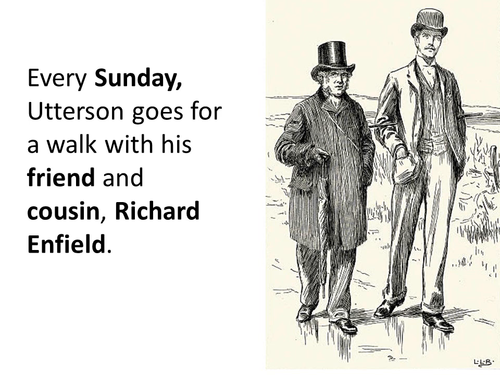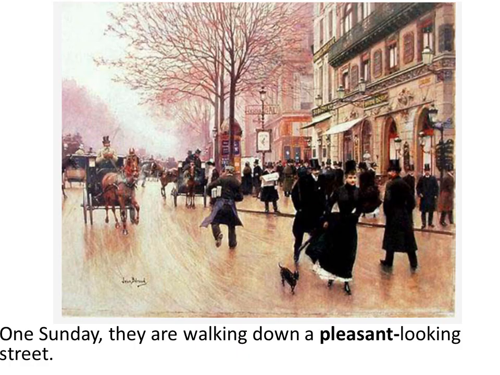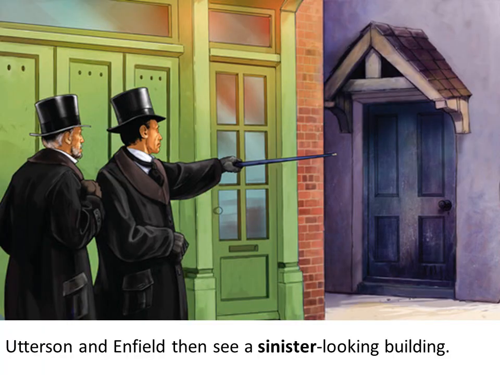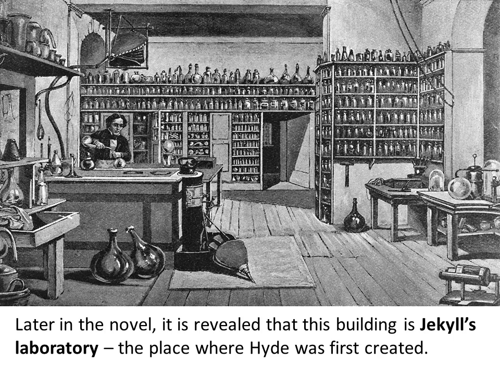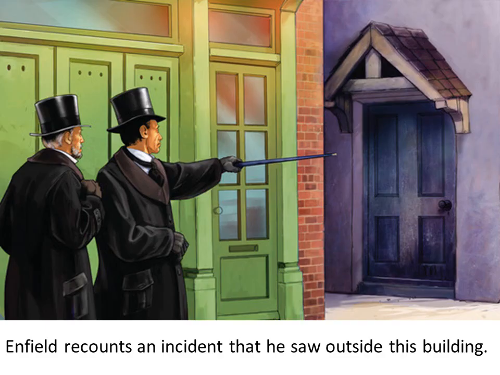In our last lesson, we learned that every Sunday, Utterson goes for a walk with his friend and cousin, Richard Enfield. One Sunday, they are walking down a pleasant-looking street. Utterson and Enfield then see a sinister-looking building. The building looks unsavory and neglected. Later in the novel, it is revealed that this building is Jekyll's laboratory, the place where Hyde was first created.